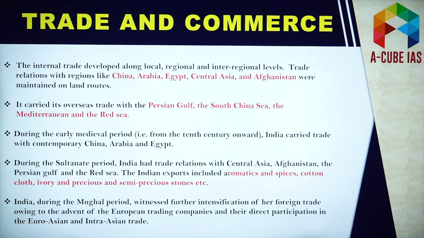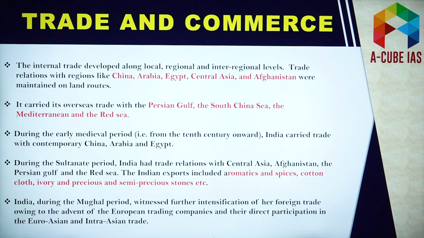Now let's try to analyze the trade and commerce situation in those times. India had a fairly developed external and internal trade during the medieval period. The internal trade developed along local, regional, and inter-regional levels. Trade relations with regions like China, Egypt, and Central Asia were maintained on land routes. It also carried on overseas trade with the Persian Gulf, the South China Sea, and the Red Sea. The advent of European trading companies like the Portuguese, British, Dutch, and French intensified trading activities in the Indian subcontinent.